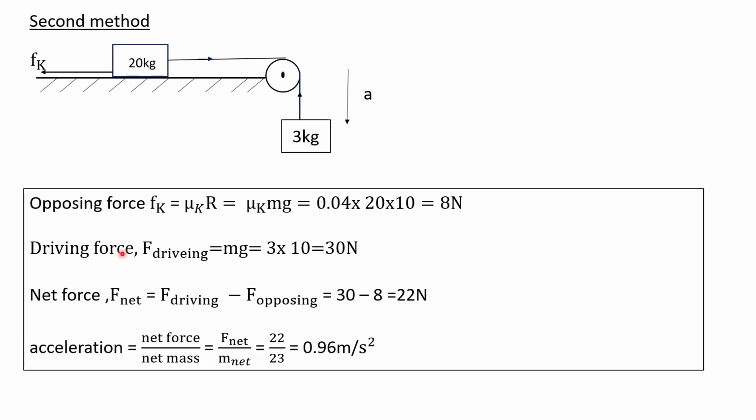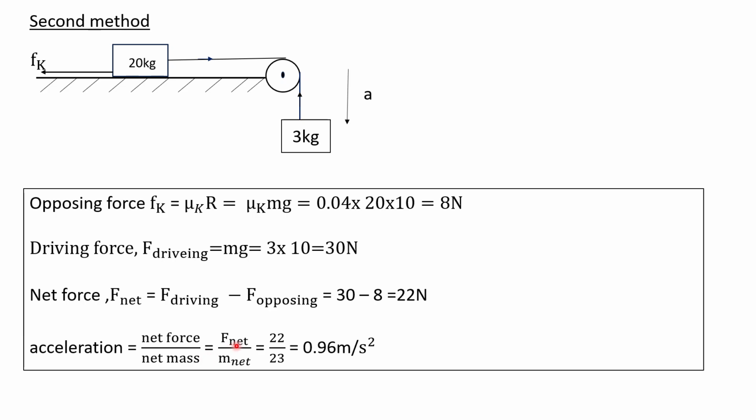The driving force is the weight of the 3 kg mass downwards. So driving force is equal to mg. Mass is 3 and g is 10. We get 30 Newton. Now let us calculate net force. Net force is F driving minus F opposing. That is 30 minus 8. That is 22 Newton. The acceleration of the system is equal to net force by net mass.